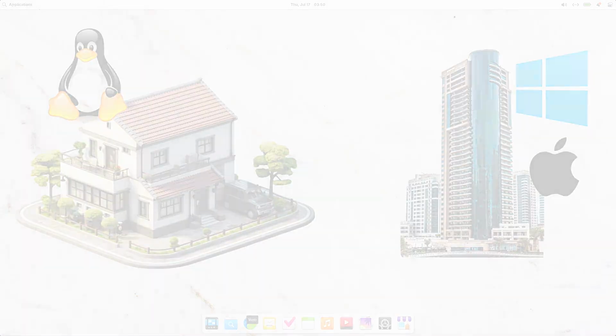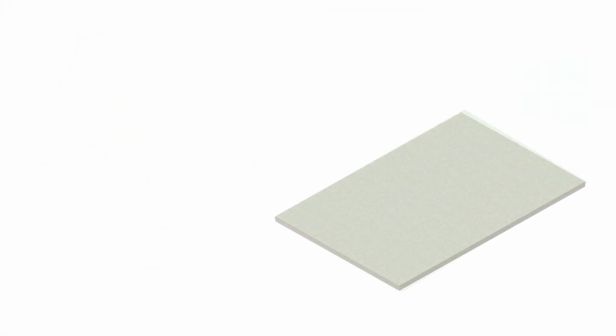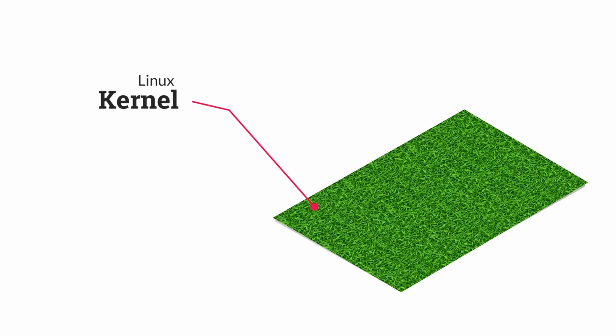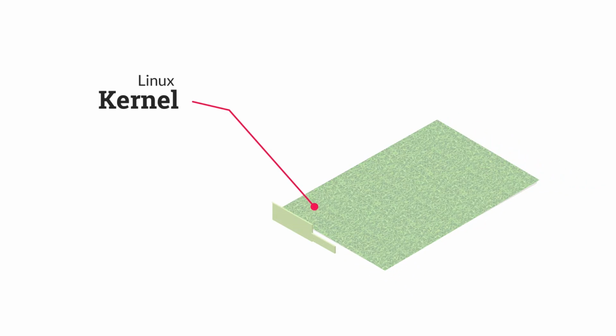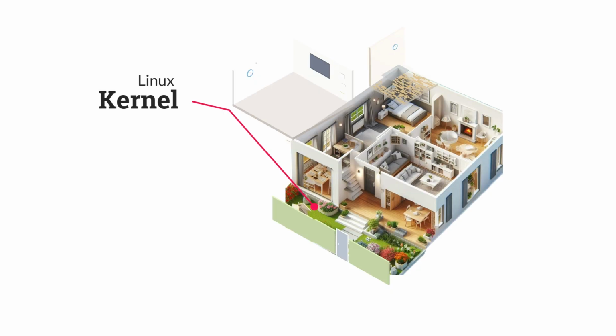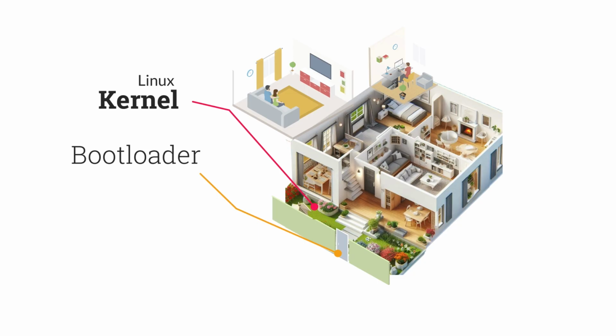Now we can take this analogy further and imagine the piece of land where we build the house is the Linux kernel, the solid foundation where everything else stands. It connects all the physical things, which is hardware, to what you actually use, software. Then there are other components of the house that we can think of as representing different elements of a Linux operating system. The bootloader is like the main gate. It's the first step that lets you access and enter the house.